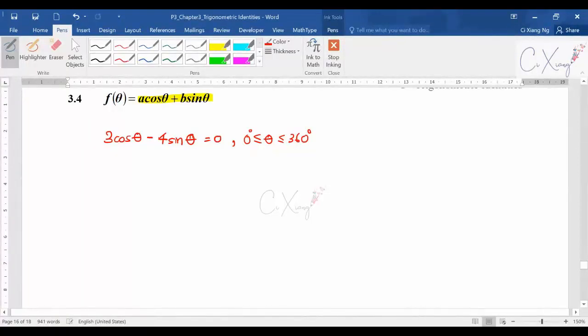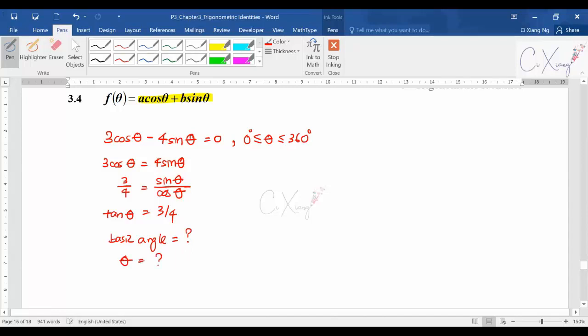Alright, so to solve this equation, generally what you learned before is that you can bring the sin theta over. Okay, and after that you're having 3 over 4, which equals sin theta over cos theta. And when you solve it, you have tan theta equals to 3 over 4. Alright, then you find out the basic angle. What is the basic angle? And after that, you can get the value for the theta. Right, so this is solved.